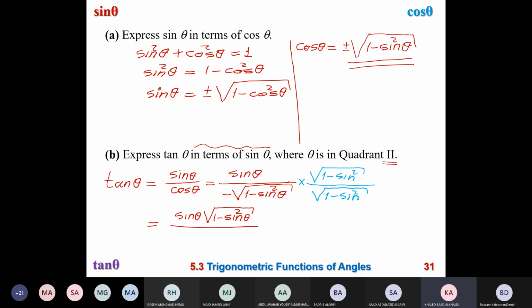Now, you will get 1 minus sine square, but you need to multiply by negative, right? So it will be sine theta times root 1 minus sine square, over sine square theta minus 1, because you need to multiply by negative, don't forget. So this is the tangent theta in terms of sine theta.